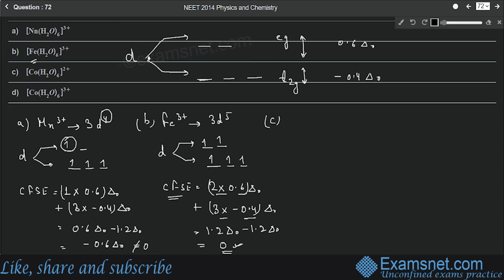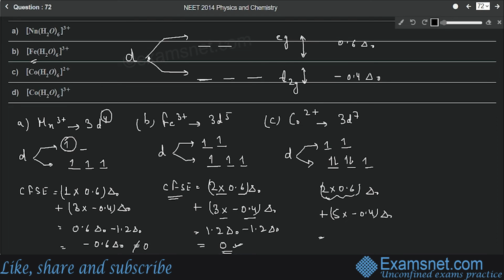Third option we have cobalt 2+ ion. The electronic configuration for this will be 3d7. So this time we have to fill 7 electrons. Okay, so here we have 3 orbitals, here 2 orbitals. Now 7 electrons. So 1, 2, 3, 4, 5. Then pairing will start, 6, 7. Okay. Now this time how many electrons in the higher level? 2. So 2 into 0.6 delta naught plus how many electrons in the lower energy level? Total 5 electrons. Okay. So 5 into the energy gap, that is 0.4 delta naught.